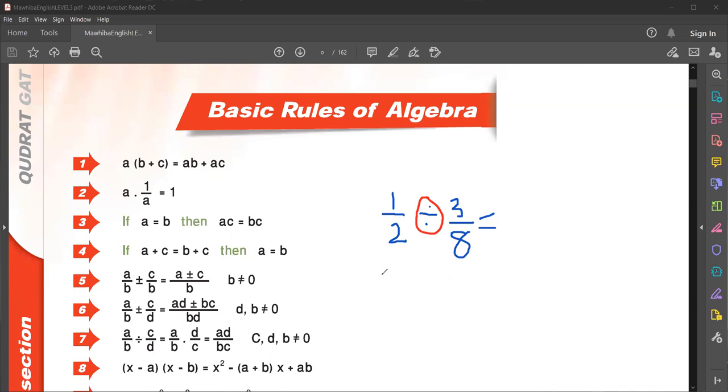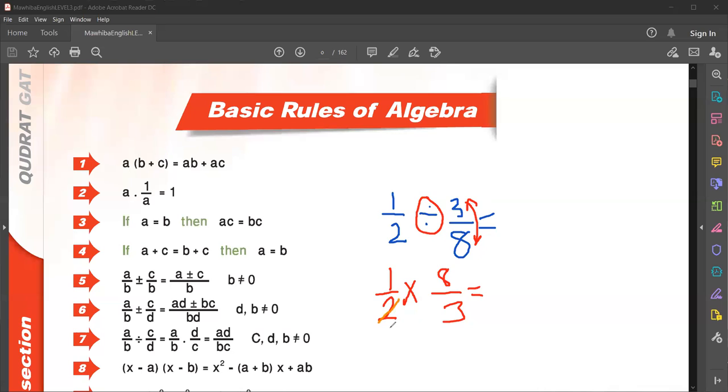How? You write the first one the same, 1 over 2, then division becomes multiplication, by 3 over 8, and you change this one. You write 8 over what? Over 3. You see? This you change, because we change division to multiplication. Then, as before, you simplify first, then you multiply directly.